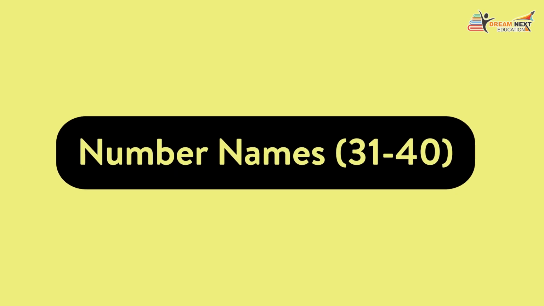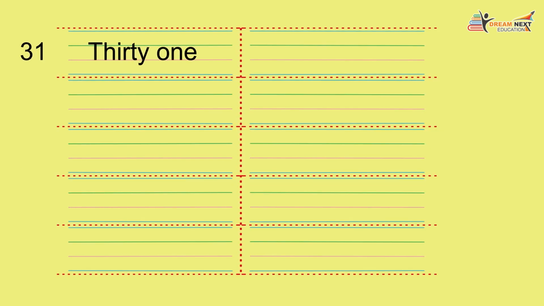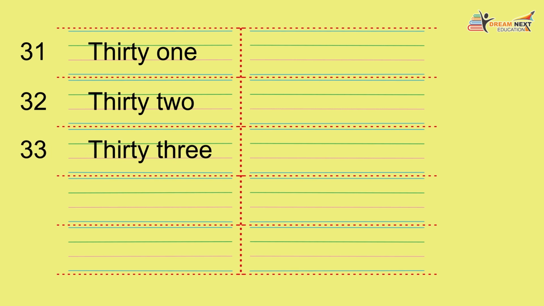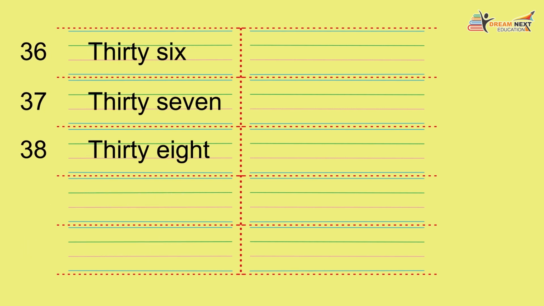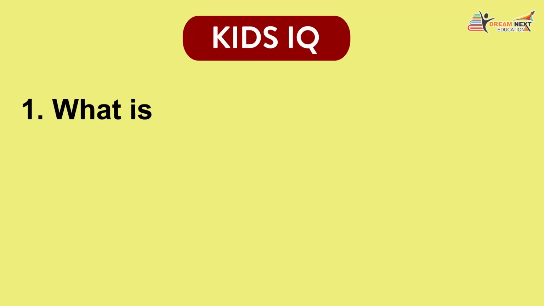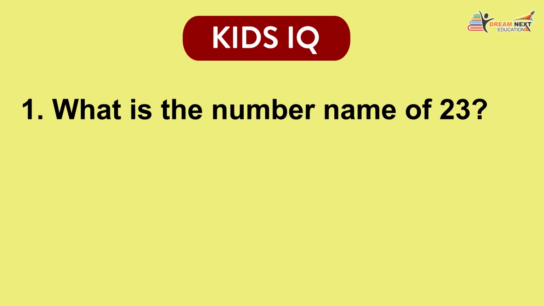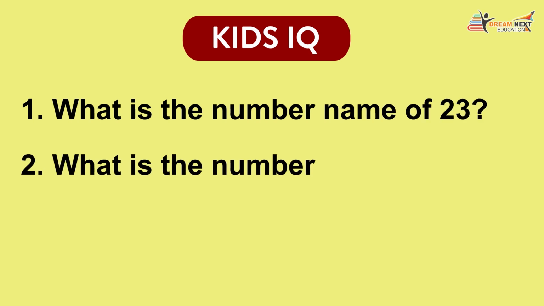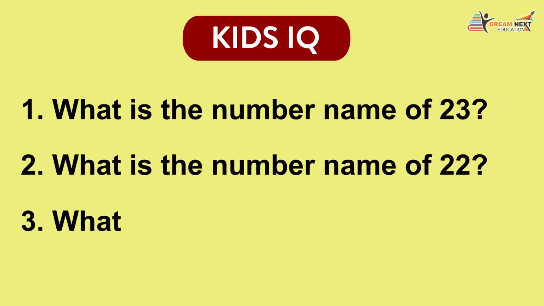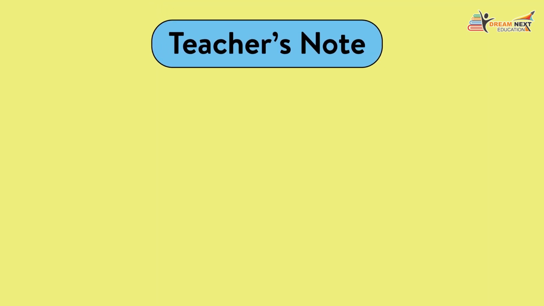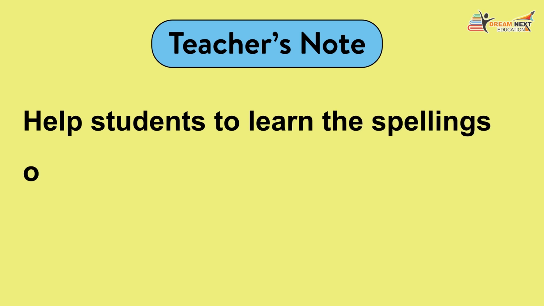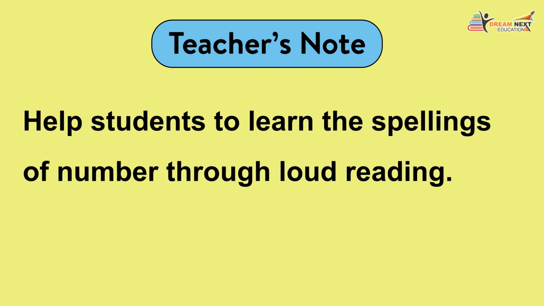Number names. 31 to 40. 31, 32, 33, 34, 35, 36, 37, 38, 39, 40. Kids IQ. 1. What is the number name of 23? 2. What is the number name of 22? 3. What is the number name of 37? Teachers note. Help students to learn the spellings of numbers through loud reading.